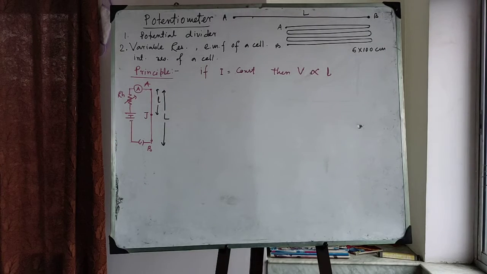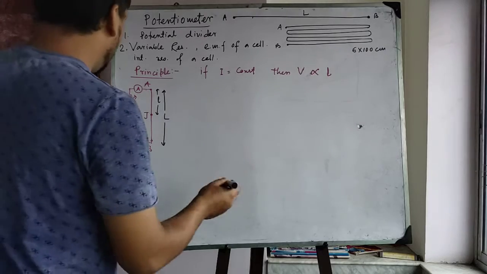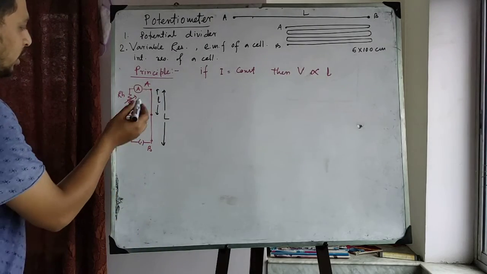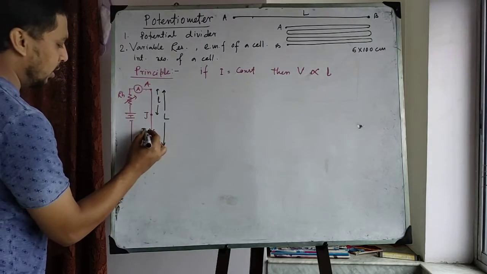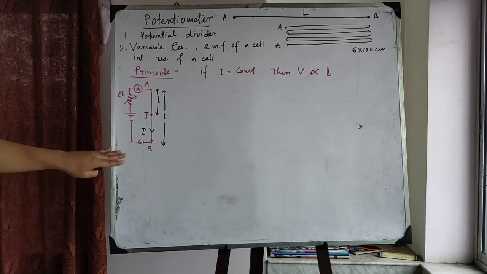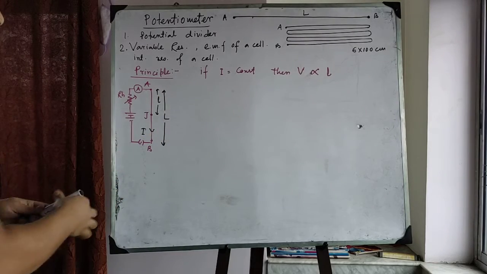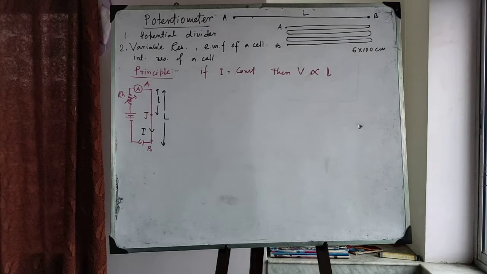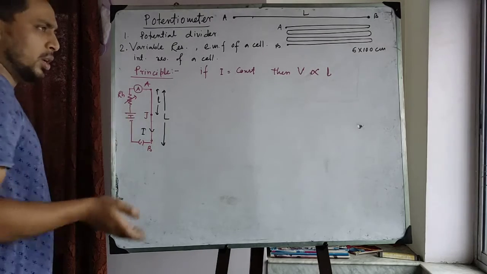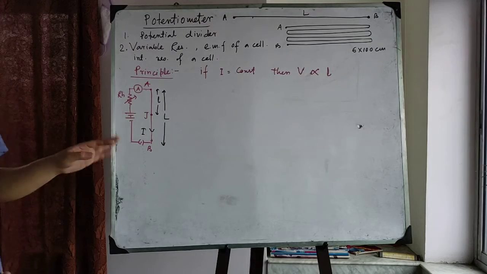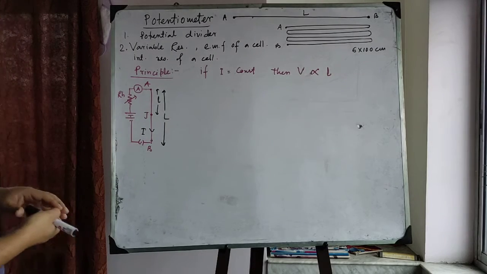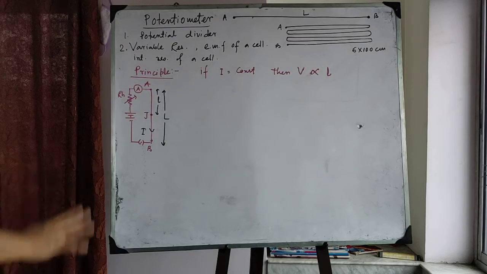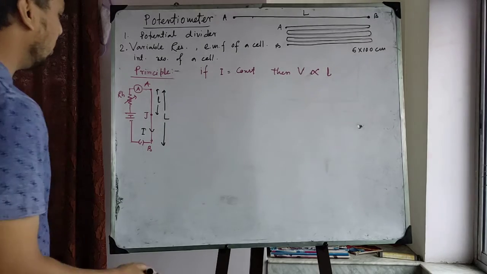Now see, let I current be flowing through the wire. This is the arrangement. This is a rheostat. This is an ammeter for measuring the current. Whatever may be the voltage of the cell or the EMF of the cell, suppose I current is flowing through the wire.